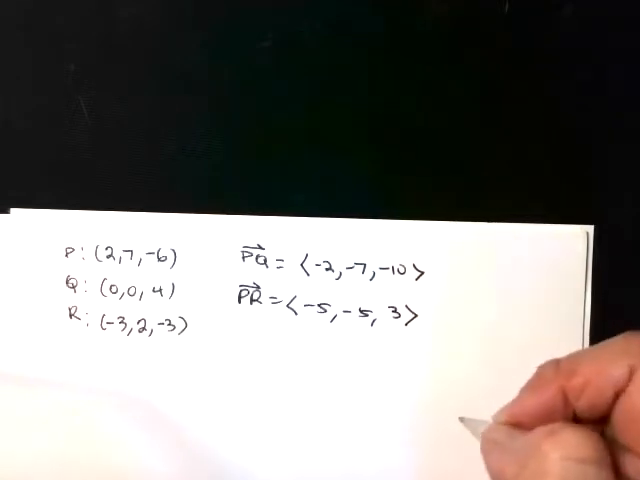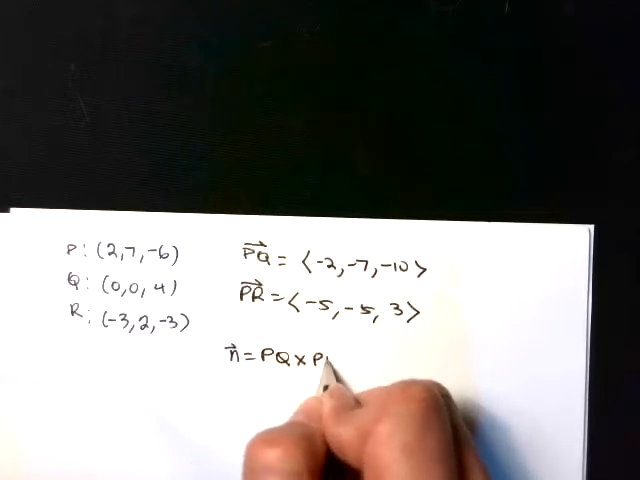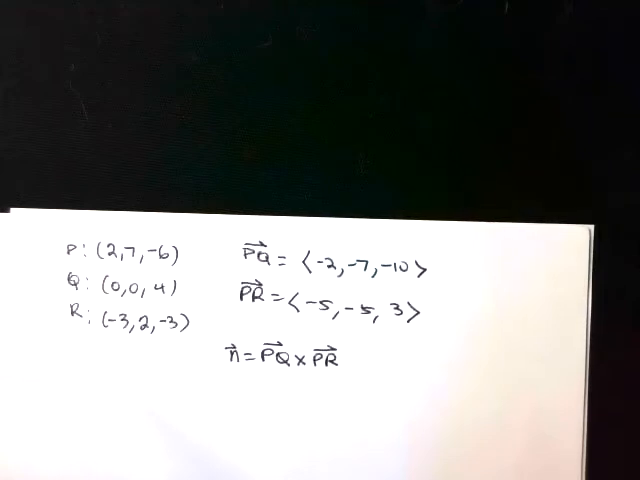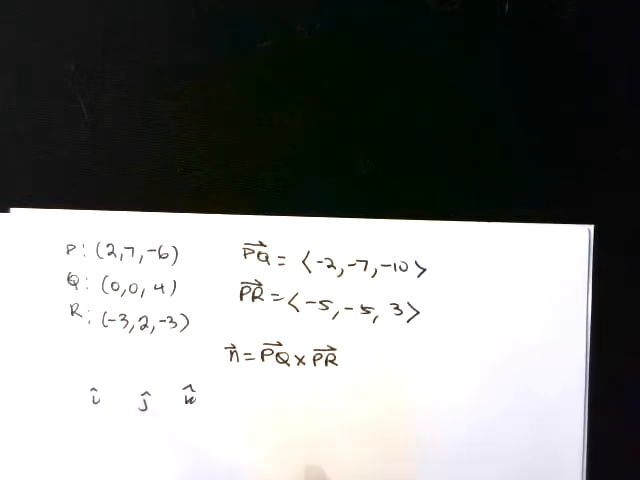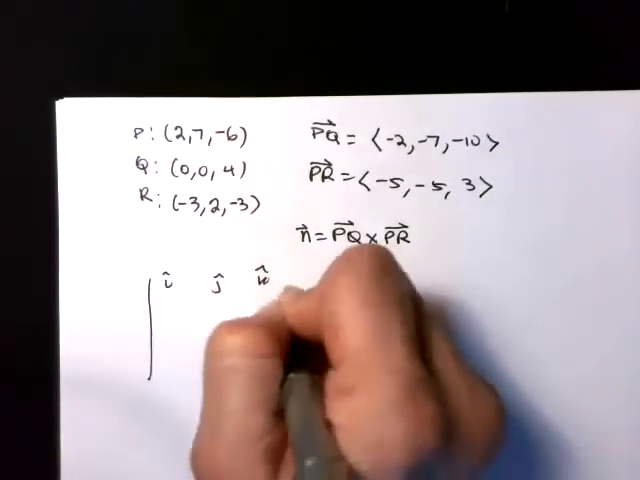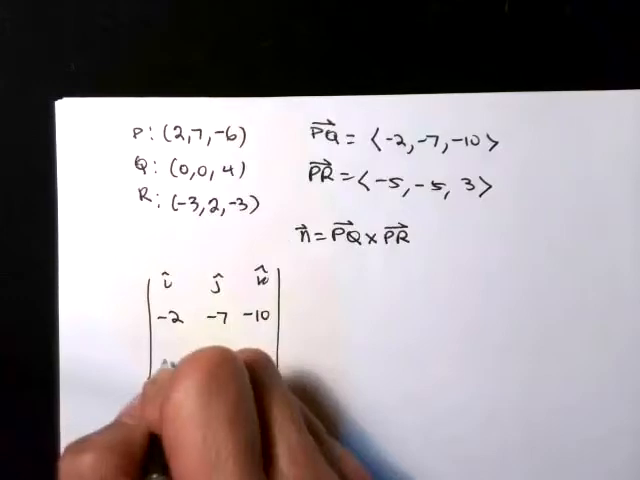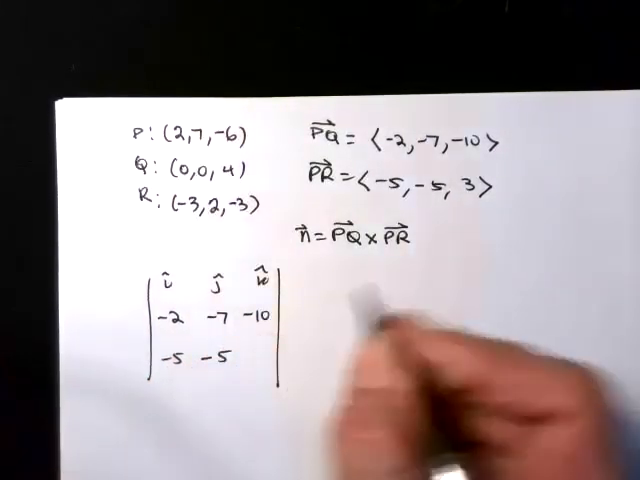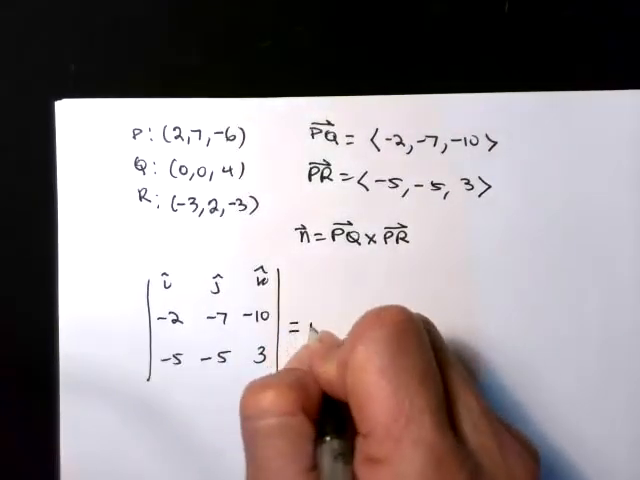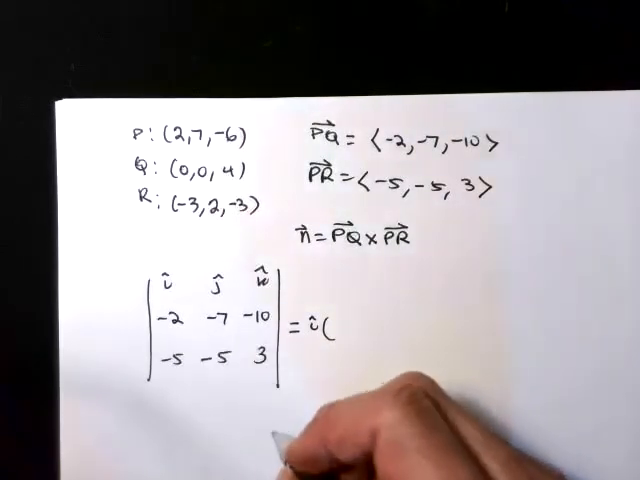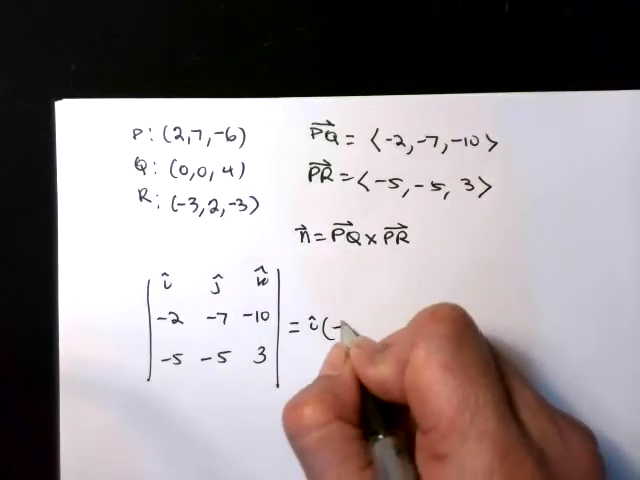Okay. Cross product to find n. So vector n is PQ cross PR. I hat, j hat, k hat. Negative 2, negative 7, negative 10, negative 5. You can get rid of those negative signs as long as you get rid of all of them. A lot of times it comes out in the wash when you do your cross product. So I hat is going to be negative 21 minus 50. How about negative 71?